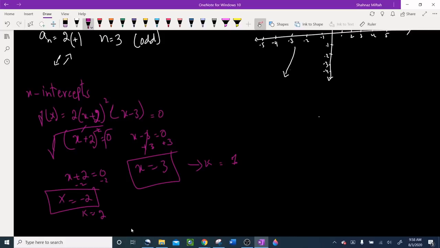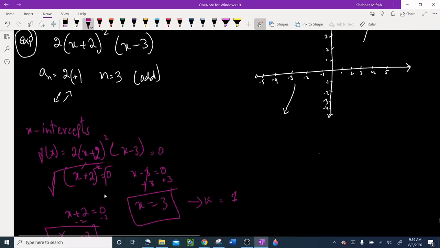Okay, so let's figure out how the even and odd goes. Multiplicity of 2, if it's even, the graph touches the x-axis. And then at x equal -2, it's going to touch, but it flattens and turns around. So this is how it's going to go, okay? This graph is going to touch and then turn around.